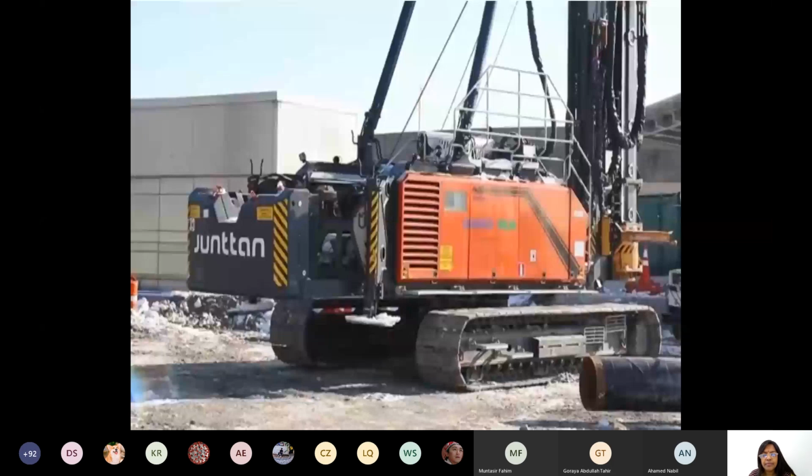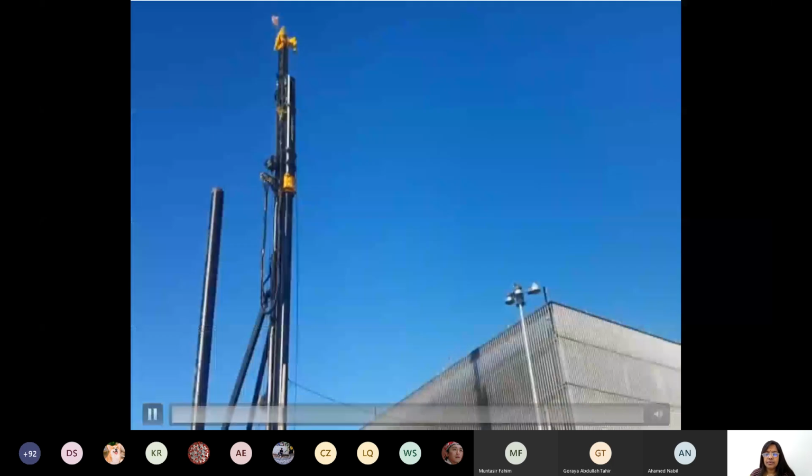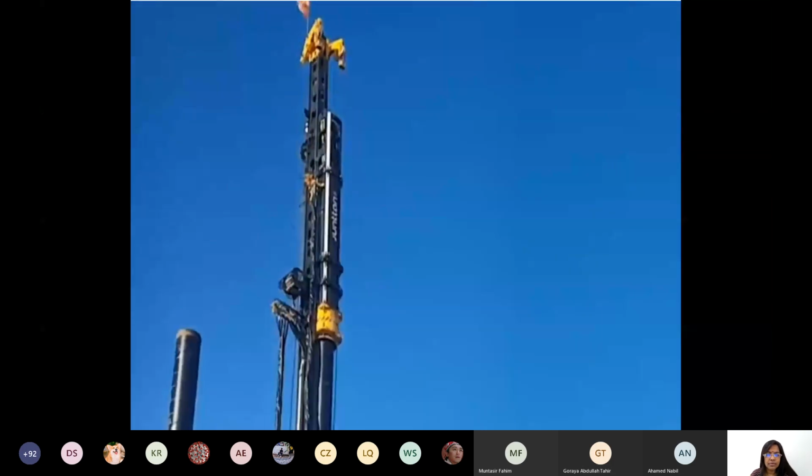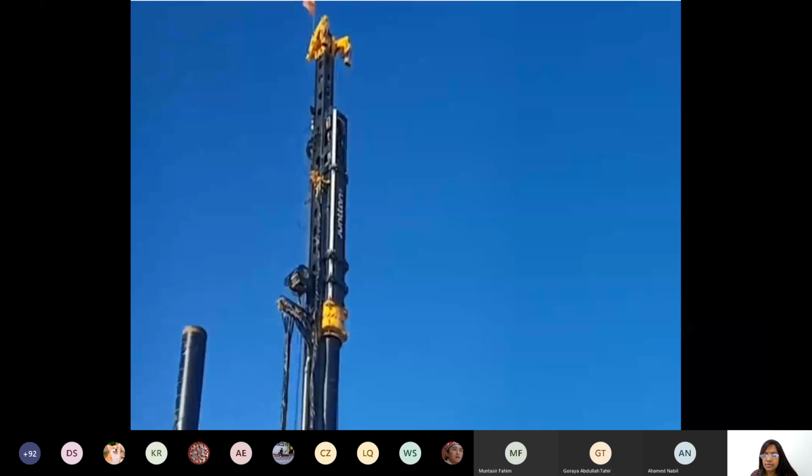Base machine, self-erecting mast or leader, and a hammer. The machine sizes can vary.